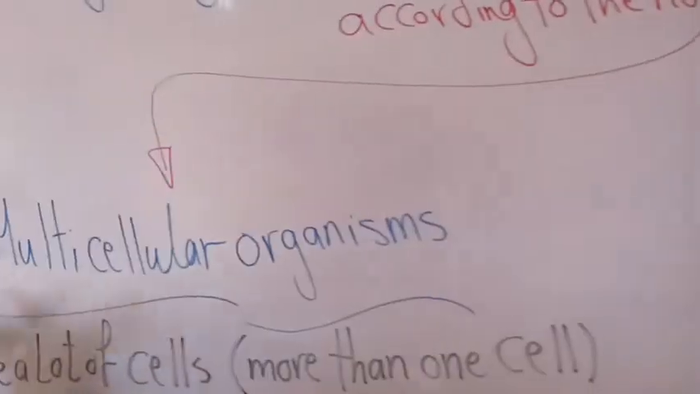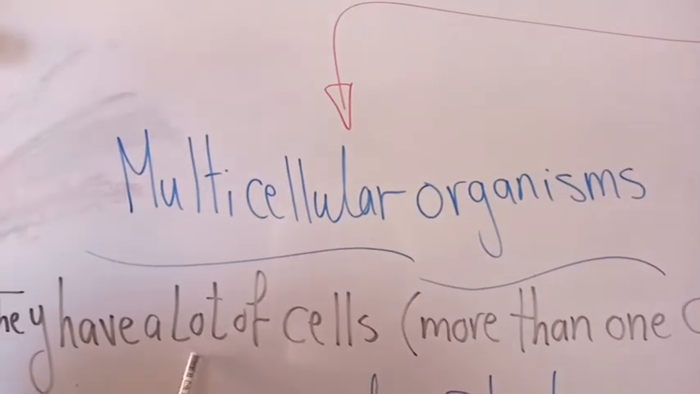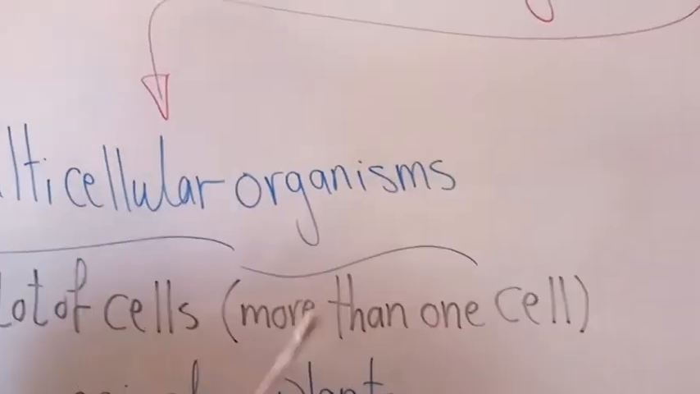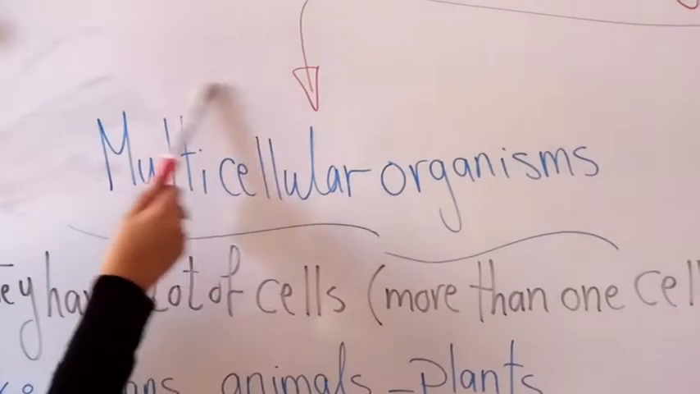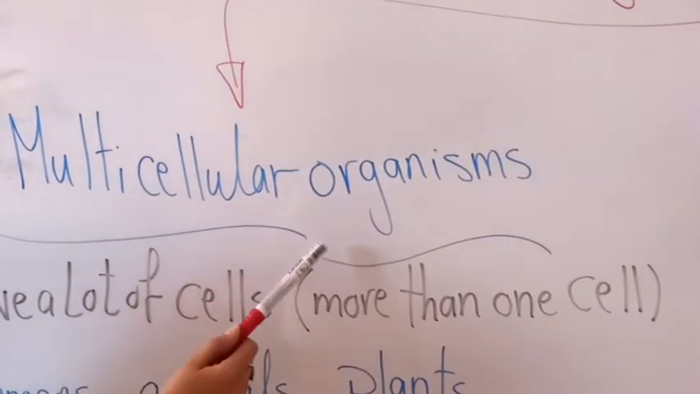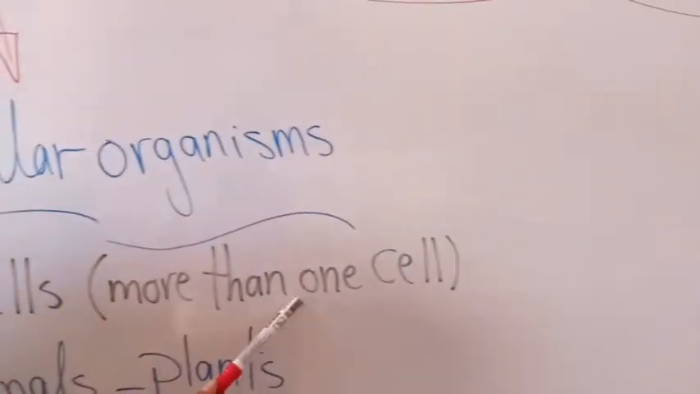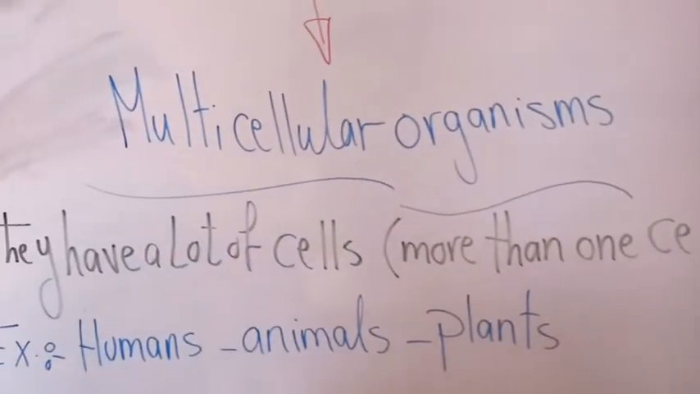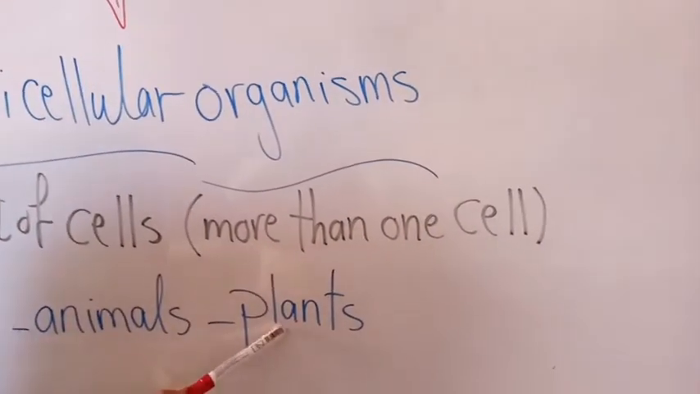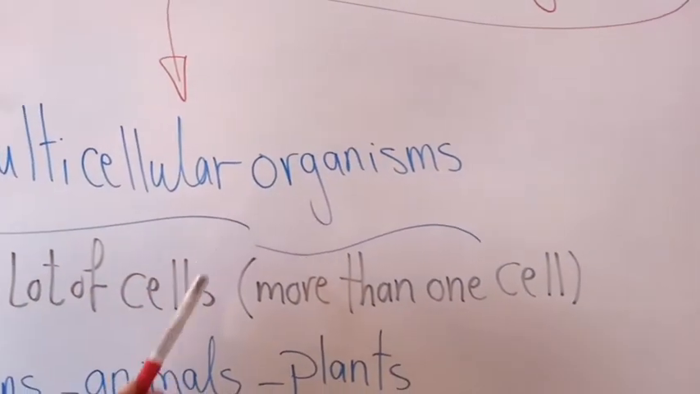Group number one, multicellular living organisms, they have a lot of cells, more than one cell. So they are multicellular living organisms. What is the meaning of multicellular living organisms? They have a lot of cells, more than one cell. Like what? Like humans, animals, and plants. So humans, animals, and plants are multicellular living organisms.